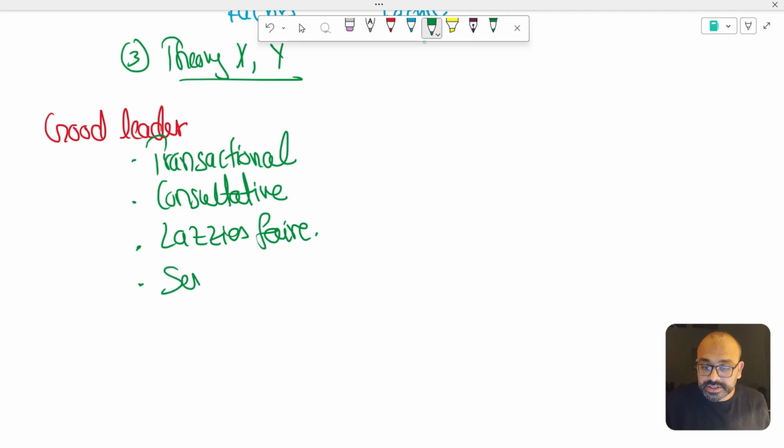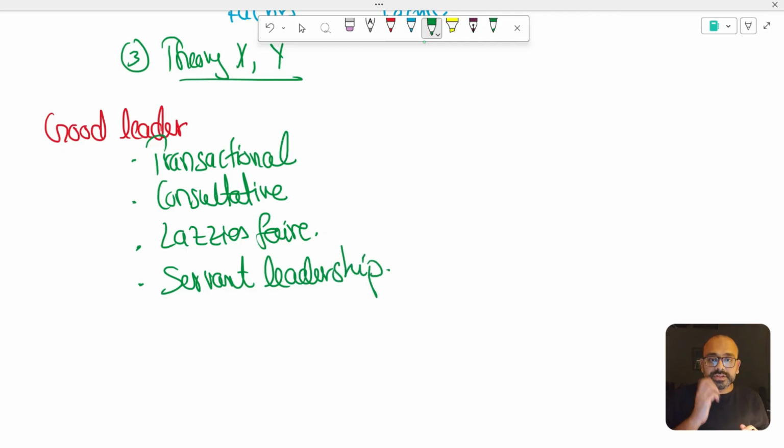Or there is servant leadership. A servant leader is a person who serves the people. See, what is a servant? A servant is a person who serves. A servant leader is a leader who serves, right? So always be a servant leader when it comes to the PMP exam. A very good concept to have. A servant leader facilitates rather than taking decisions.